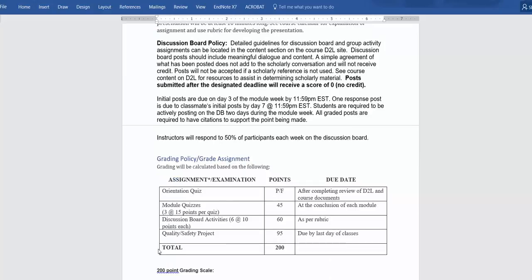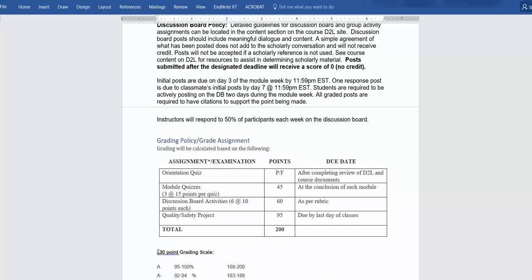And just to reiterate, if you keep a calendar, go ahead and put in there that initial posts are due on day 3 by 11:59 p.m. Eastern Standard Time, and then the response to a classmate is due by day 7 at 11:59 Eastern Standard Time. I just go ahead and put those in my calendar because that's going to be how it goes for the first 6 weeks of the course. You're going to have one each week.